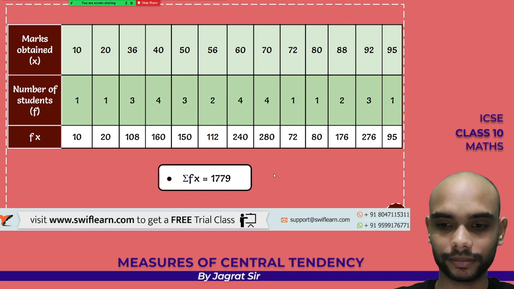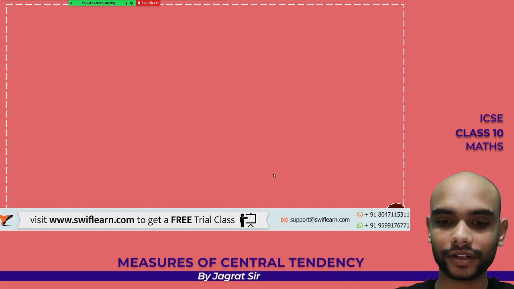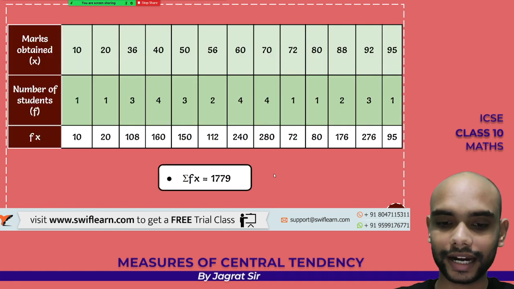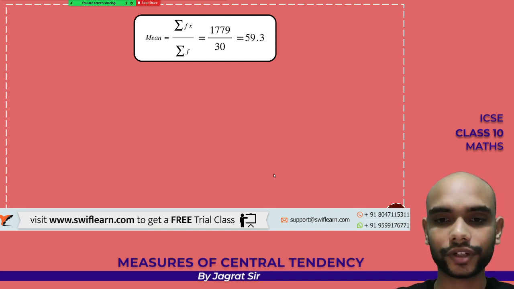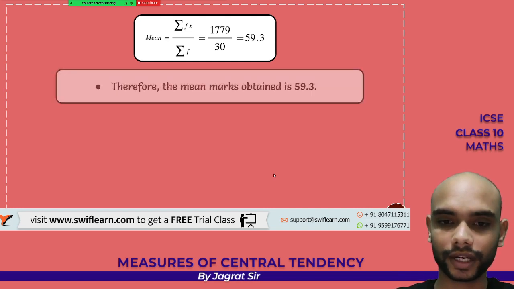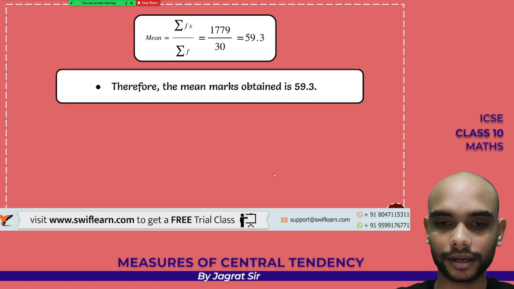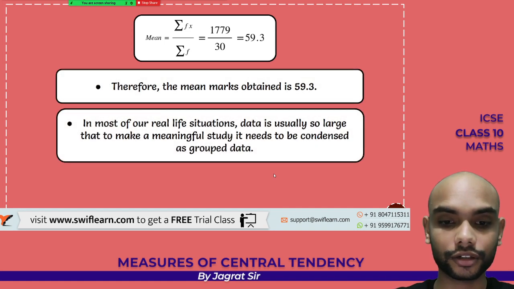Now adding all the numbers. This 10, 20, 108, 106, 160, 150, 110. By adding all of them, you will get 1779. This is what you are getting after adding all of these numbers. Now summation of f was 30 because it was quite clear that 30 students were there in the class. After solving, you will get 59.3. Okay, so this was the solution for an ungrouped data.